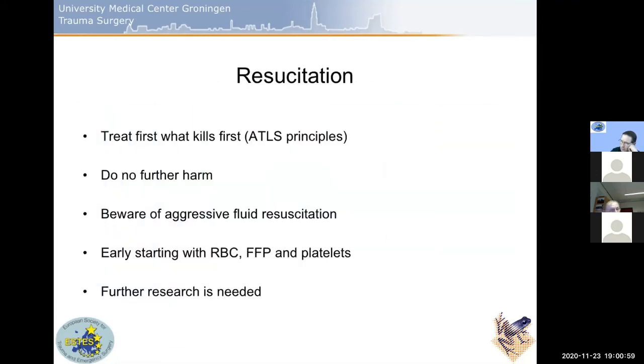What about resuscitation? We talked a lot about it with the case. Treat first what kills first is the same, and do no further harm is the same too. But beware of aggressive fluid resuscitation because of the decreased physiological reserves of this patient. And I think it's very, very important to start early with blood, fresh frozen plasma and platelets. But even in this, we don't know enough at this moment what the differences are with the younger population. So we have to go on with further research.